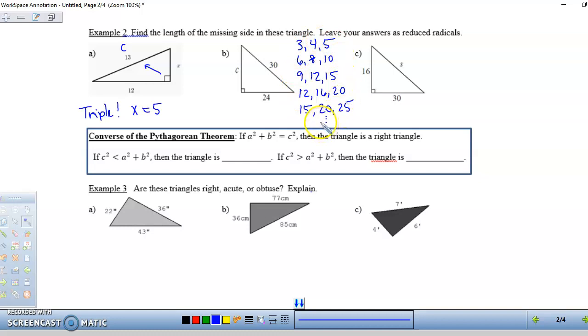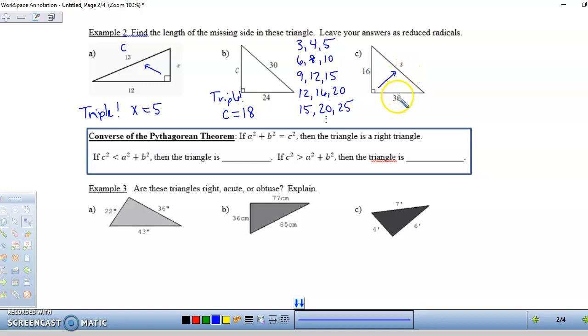So if you look over here, this one is just 3, 4, 5 multiplied by 6. So this is 5 times 6. This is 4 times 6. So 3 times 6 would be 18. So again, this would be a triple. And C is 18.